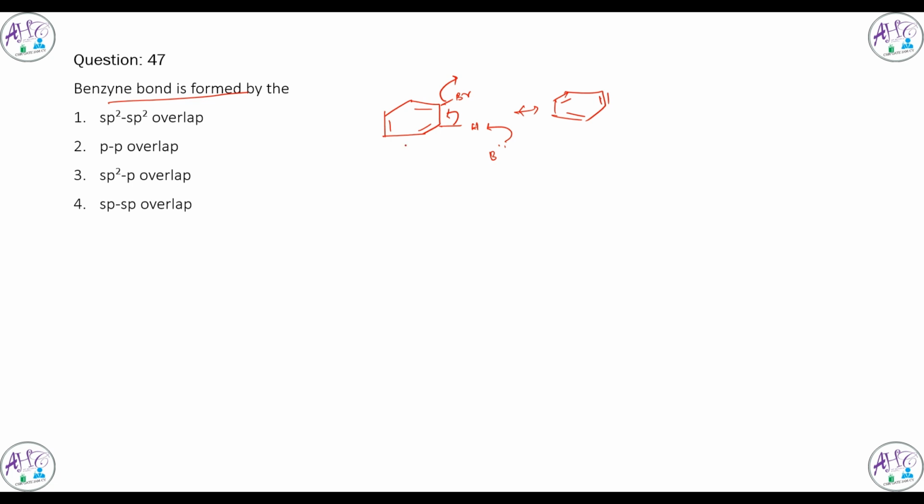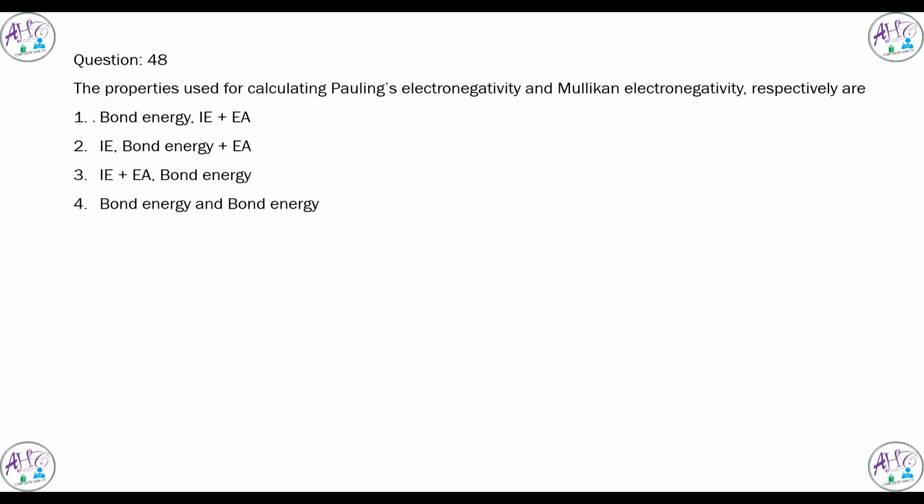So we know that in benzene, all carbons are sp2 hybridized. So there is going to be sp2 hybridization, sp2 sp2 overlap. So option 1 is the correct answer.